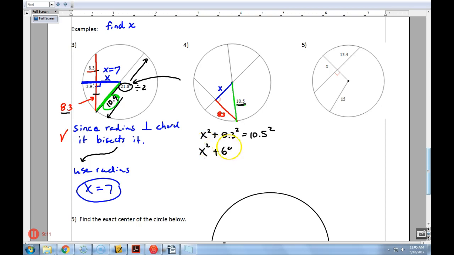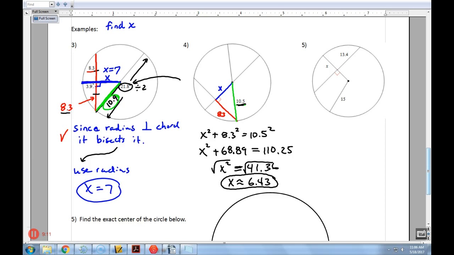So x squared plus 68.89 equals 110.25, and I'm going to subtract that 68.9 from both sides, and I will get 41.36, and then we take the square root, and x is about 6.43 when you round it. So you can go 1 or 2 decimal places, not that big a deal for me.